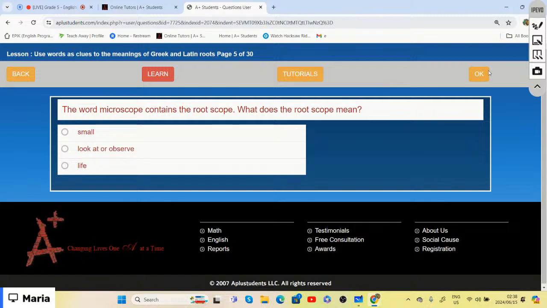The word microscope contains the root scope. But what does the root scope mean when it comes to microscope?